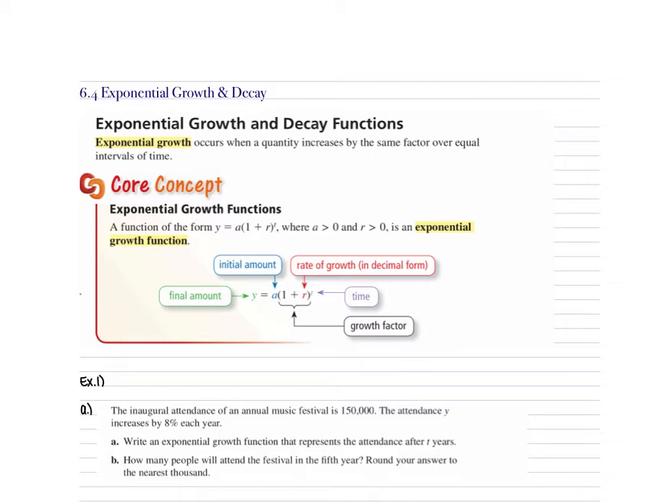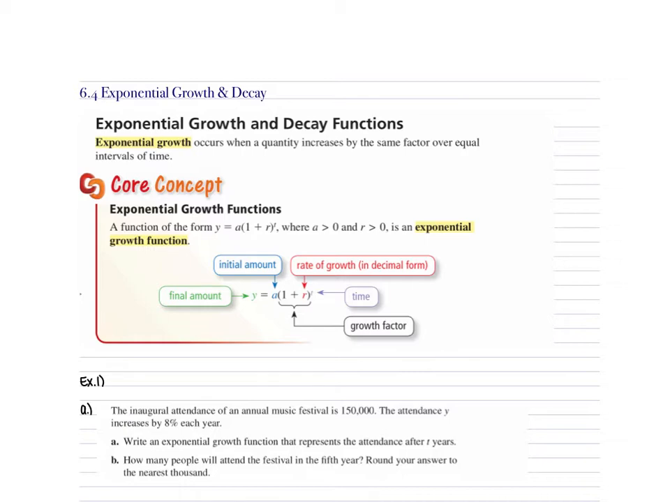Your a is your initial amount, so anything that is deposited into an account or that you're starting with is that a value. The r is going to be your rate of growth in decimal form, so whatever percentage they give you, you're going to turn into a decimal and put it in for r. And then your time is put in as the exponent, and your time is always in the form of years. So if it's 6 months, that's 6 months out of 12, which is 1/2. That would be your power, is that 1/2.